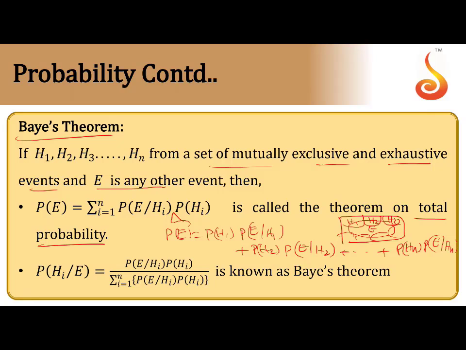Adding all, that is sigma, means the sum of all probabilities. That is P of H1 into P of E given H1, P of H2 into P of E given H2. Add all these things to get the probability of the entire event E. That means E is connected with all the events which are mutually exclusive and exhaustive. Mutually exclusive means no common elements among H1, H2, H3.